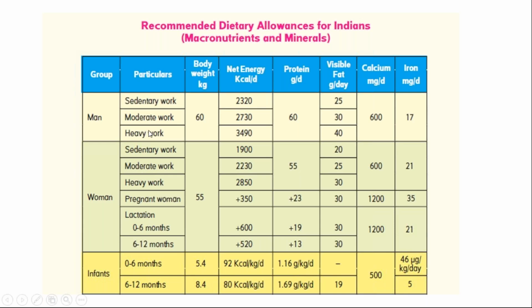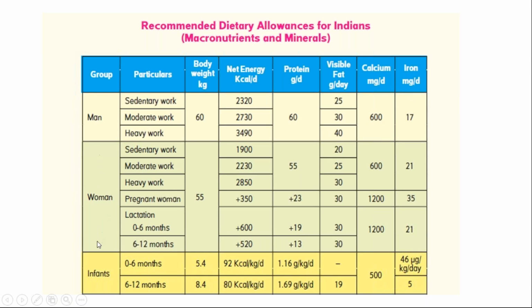So for man, depending on his lifestyle, whether it is sedentary work, moderate work, or very heavy work, such as construction workers, industrial workers, for an average body weight of 60 kilograms, it suggests that the calories for sedentary is just above 2000 kilocalories, whereas for a heavy worker, he requires about 3500 kilocalories. The protein is about 1 gram per day. The visible fat is 0.5 grams per day, and the calcium given is 600 milligrams, and iron is 17 milligrams.